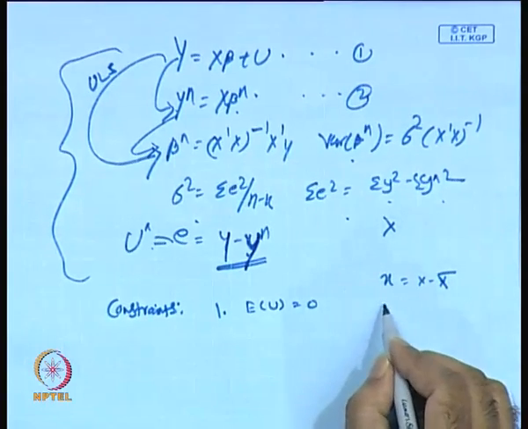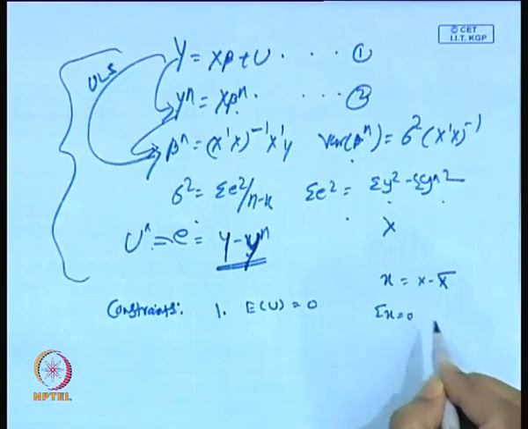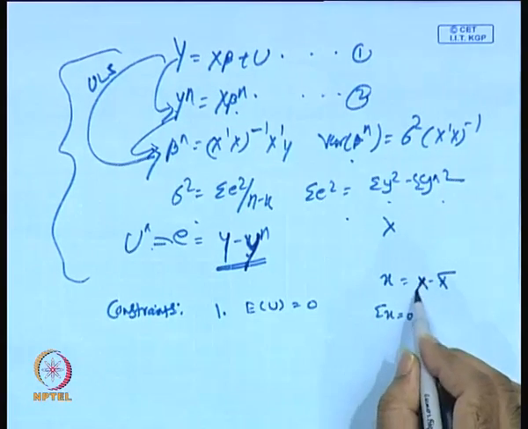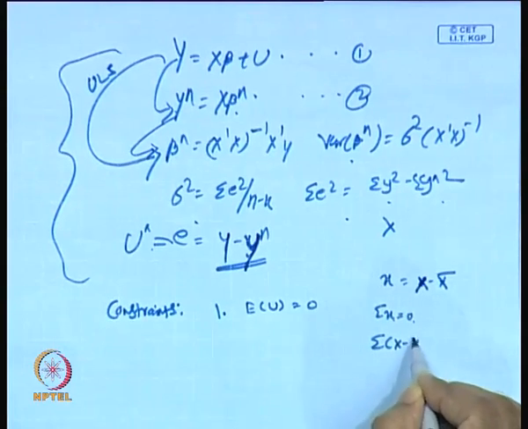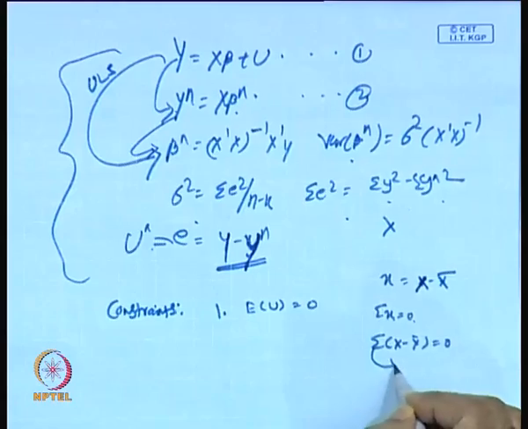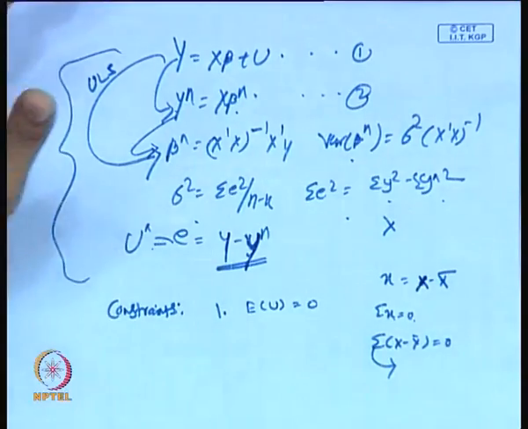So that means the summation of x minus x bar should be exactly equal to 0. The summation x equal to 0 means the summation of x minus x bar equals 0. There is a statistical proof through which we know the sum of the deviations of items from the arithmetic mean must be equal to 0. Since it is a mathematical proof, you can verify it very easily.